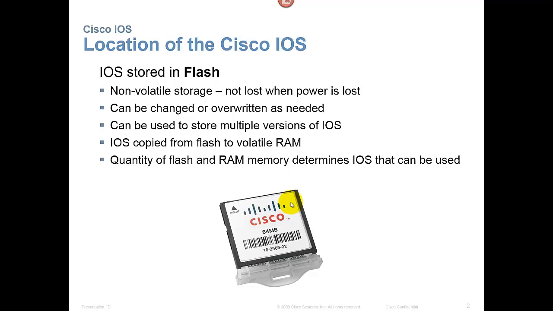IOS is copied from the flash to your volatile RAM. Remember, volatile means when it loses power, it goes away. So the quantity of flash and RAM memory determines the IOS that you can use. For the new IOSs, for instance the 15 versions, the routers we have in our room will require 64 or better. Some of the ones we have have 32, and those won't work with the new 15 version IOS. So you have to have the compact flash and also the RAM memory inside the router upgraded.